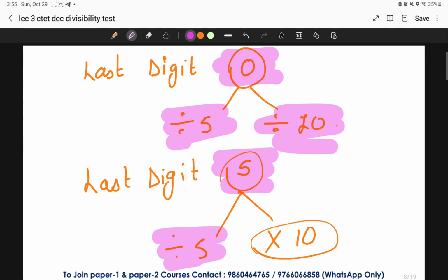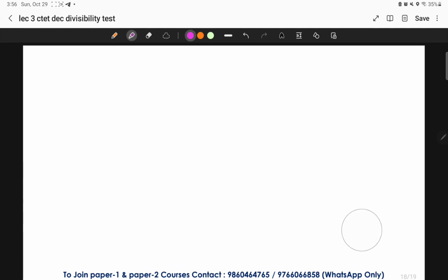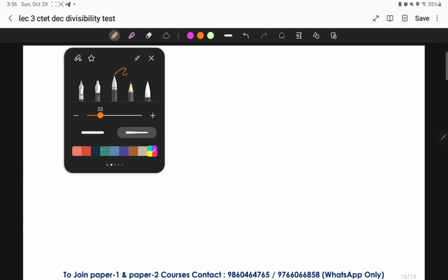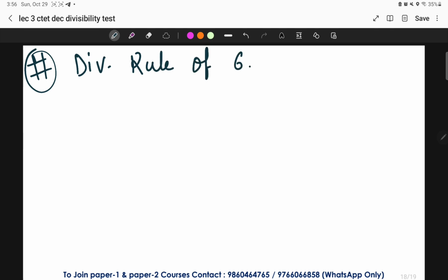Now we have seen the divisibility rule of 2 and 3. Using that, we'll talk about the divisibility rule of 6, which is very important from an exam point of view, because questions have been asked from this particular rule. When we talk about the divisibility rule of 6, you should mandatorily know the divisibility rules of 2 and 3. What was the divisibility rule of 2?